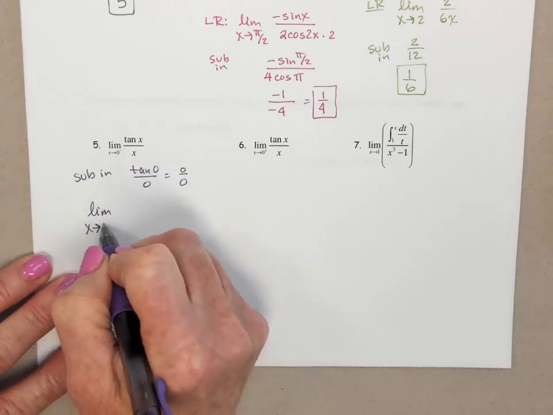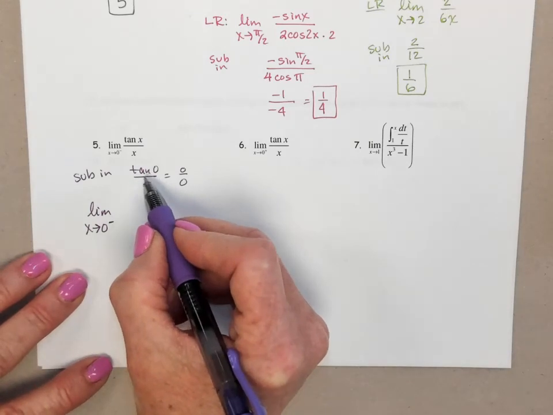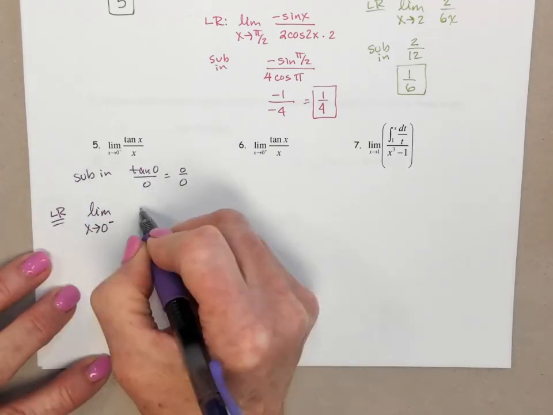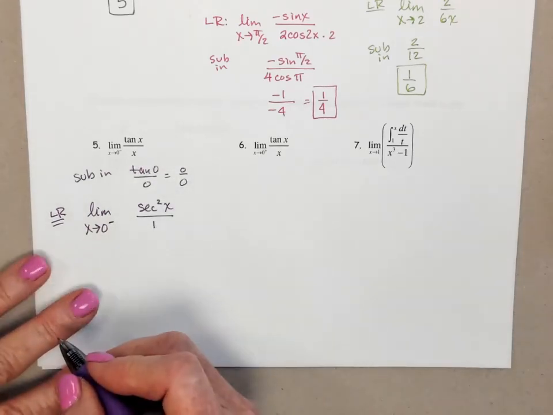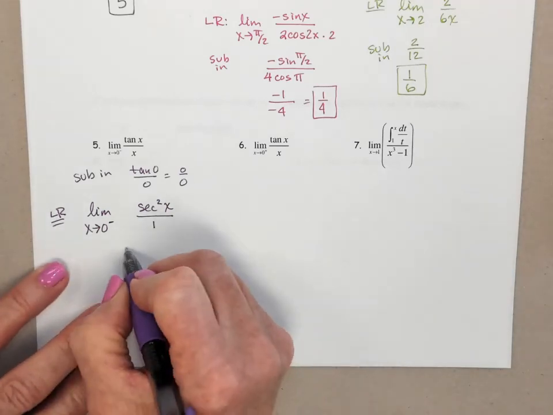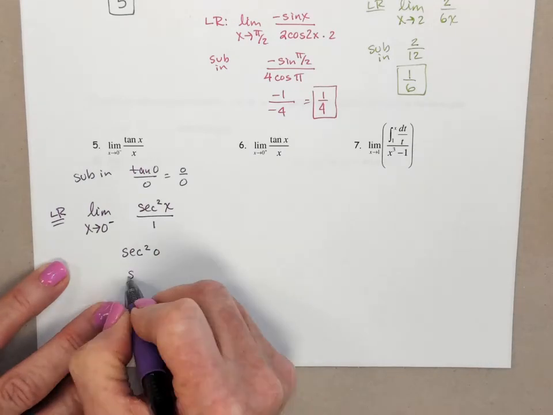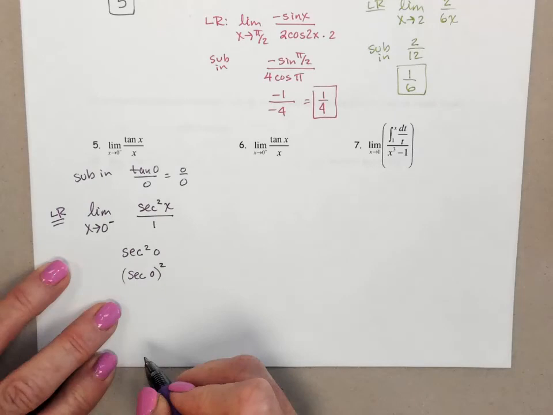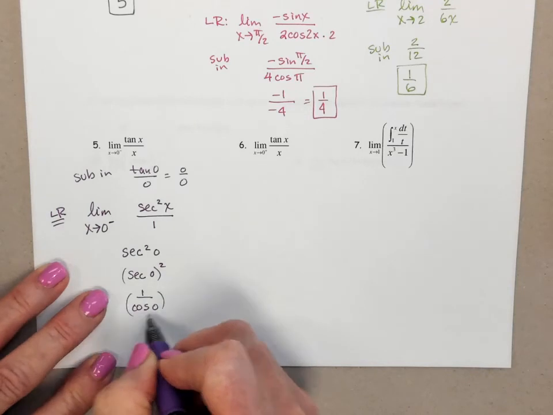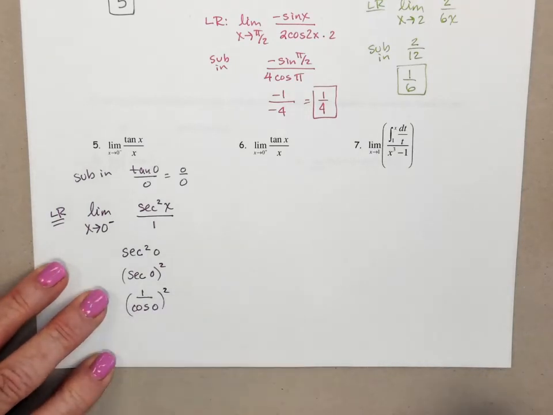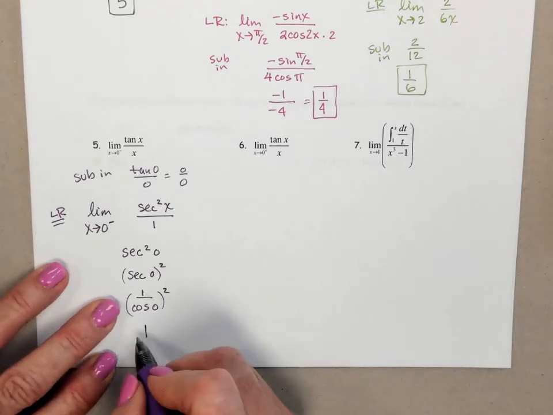The limit as x approaches 0 from the left. The derivative of tangent is secant squared over 1. Now we can just plug in, and we'll have secant squared of 0, which is secant of 0, that whole thing squared. Secant is 1 over cosine. And cosine of 0 is 1, so we have 1 over 1 squared, 1.